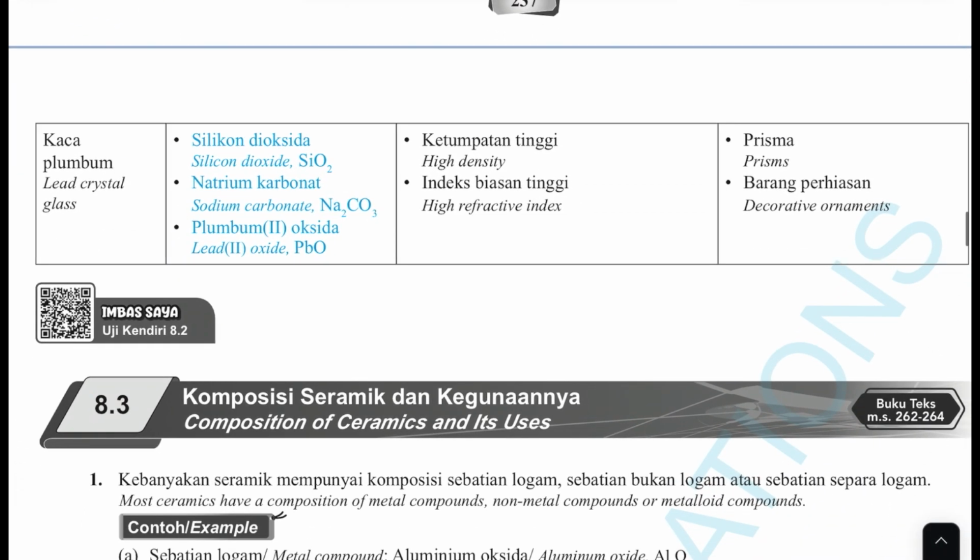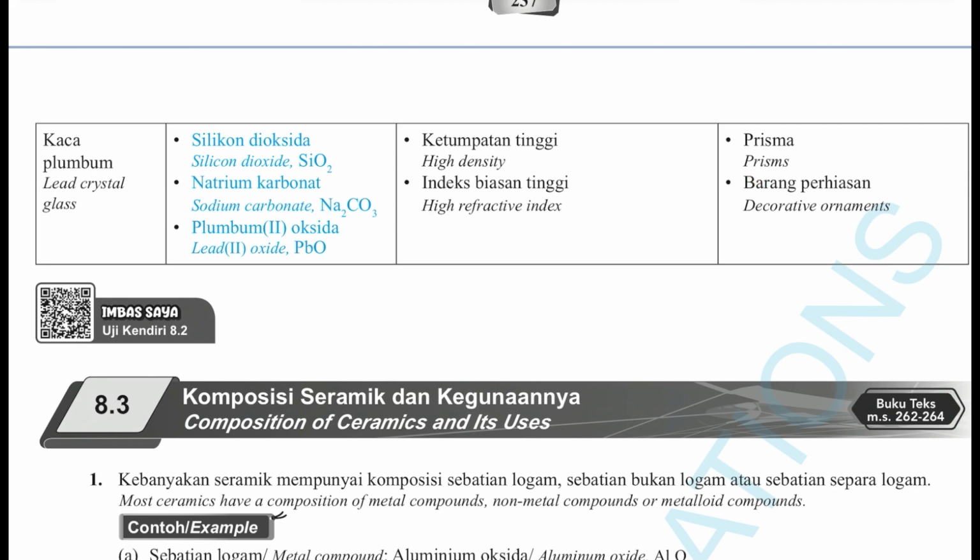Alright, lead crystal glass consists of silicon dioxide, SiO2, sodium carbonate, Na2CO3, lead oxide, PbO. The properties, it is a high density, high refractive index. We used to make prisms.